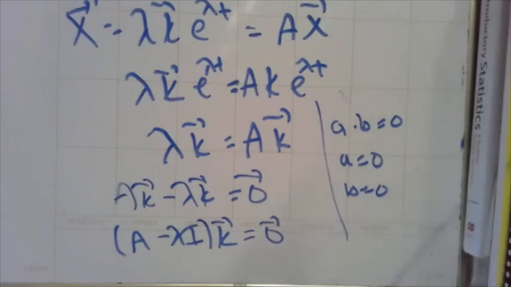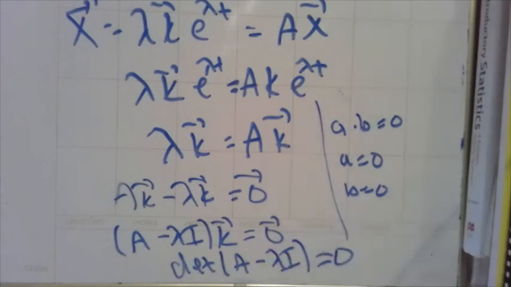There's another possibility. If this matrix is singular, then it can multiply by non-zero stuff and still spit out 0. And what do we mean by singular? We mean its determinant is 0. So the other possibility is this guy is special and has a determinant that's 0. That's what we're going to solve to find lambda.